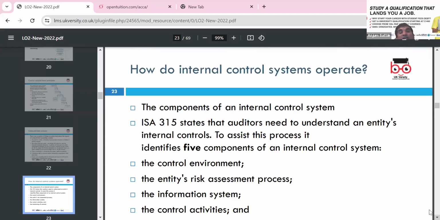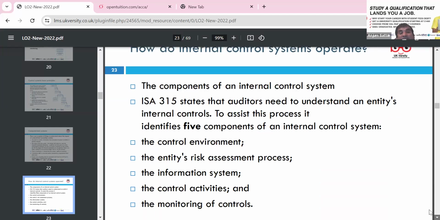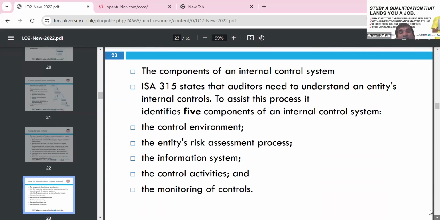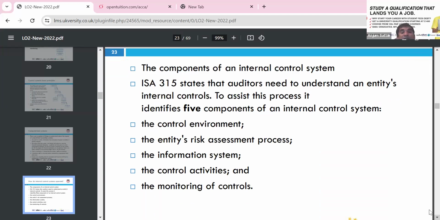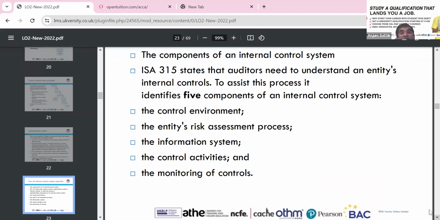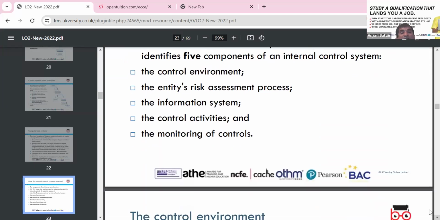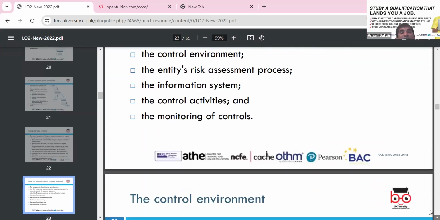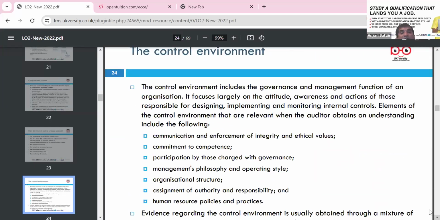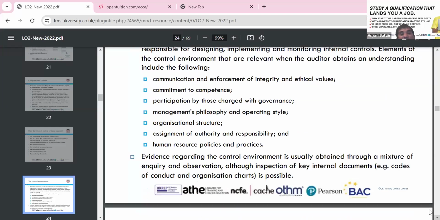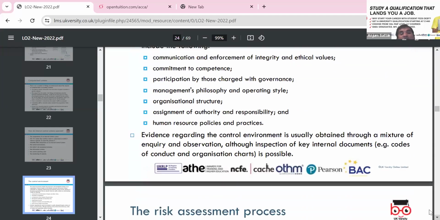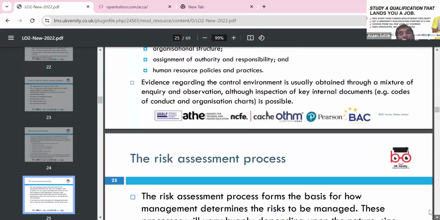So how does the internal control system operate? The components of internal control: 3.1 says the auditor needs to understand the entity's internal control: the control environment, risk assessment, information system, control activities and monitoring. And we said control environment, communication, integrity. We can look at who is responsible for what. Yes, so assignment of authorities. So the code of conduct, what we have, those are in place.